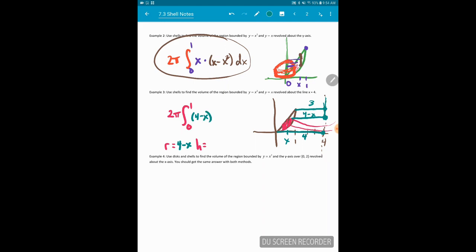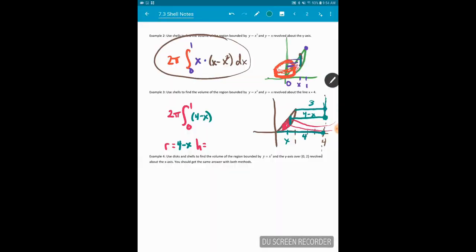And then the height of my rectangle is exactly the same as it was in the previous problem. It's the same length as it was in the previous problem. So that is x minus x squared. So I have 4 minus x and then x minus x squared dx.